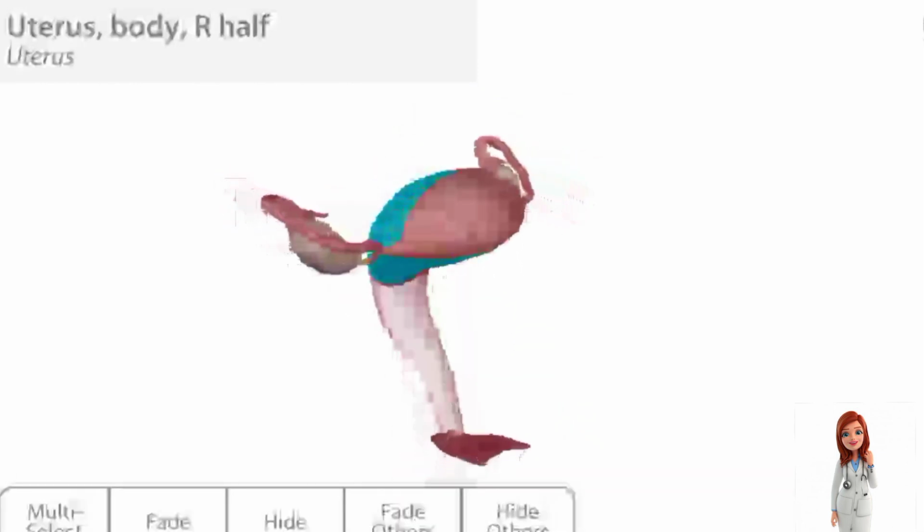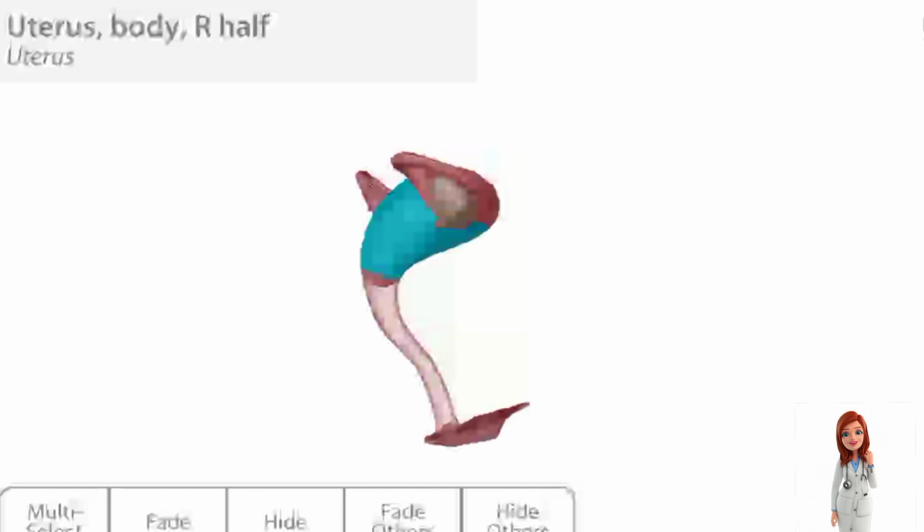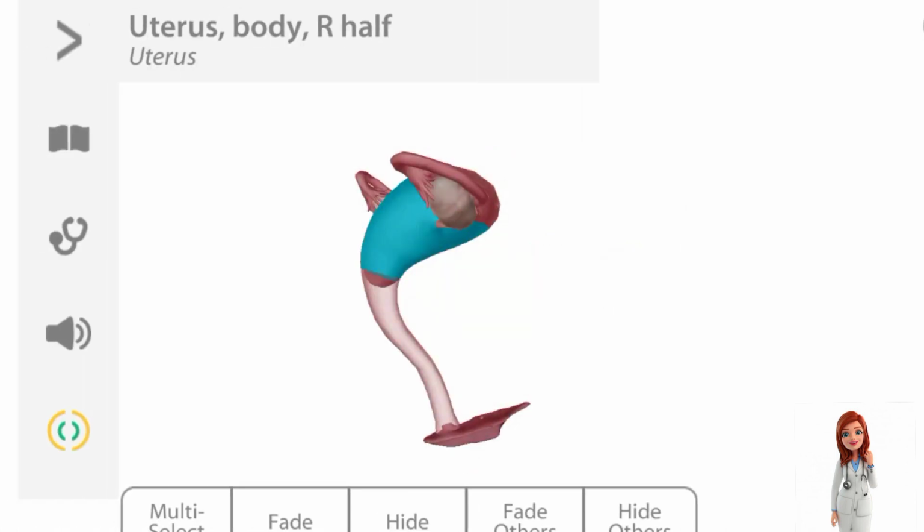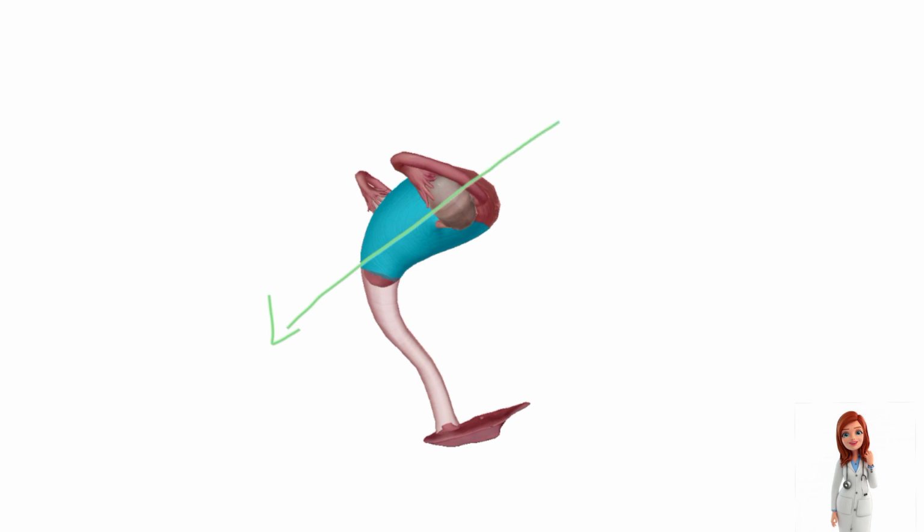Now again, in the lateral view, we can see that an angle of 90 degrees was formed, which is known as the uterus is anteverted. Another term is also used, which is known as the anteflexion. This anteflexion is basically the angle which is formed between the long axis of the uterus and the long axis of the cervix.